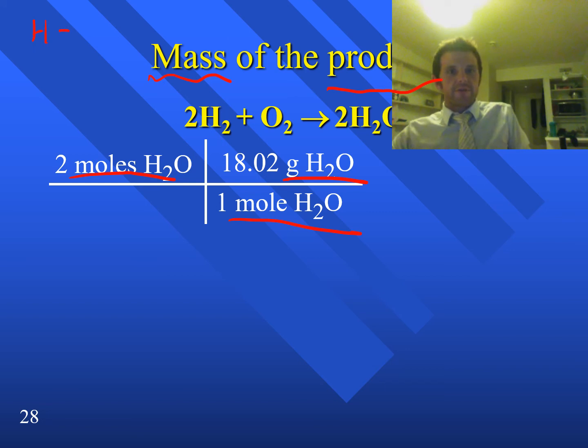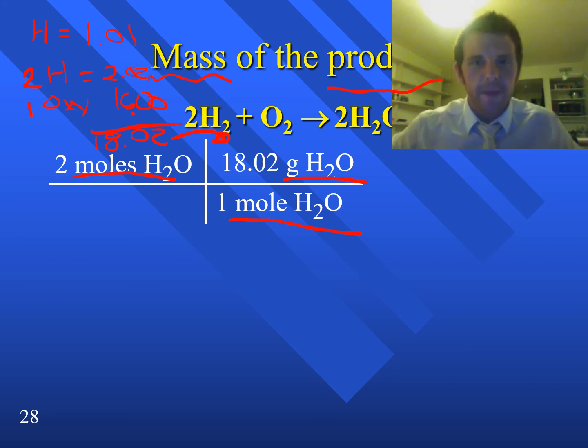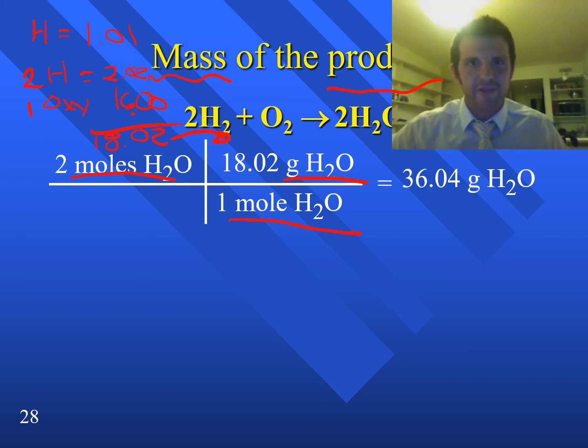Hydrogen is 1.01, and 2 hydrogens, 1 oxygen. So that's 16.00, 2.02 gives me 18.02. Look at that, they match. Magic. And then I'm going to just multiply the top, divide by the bottom, and I end up with 36.04.